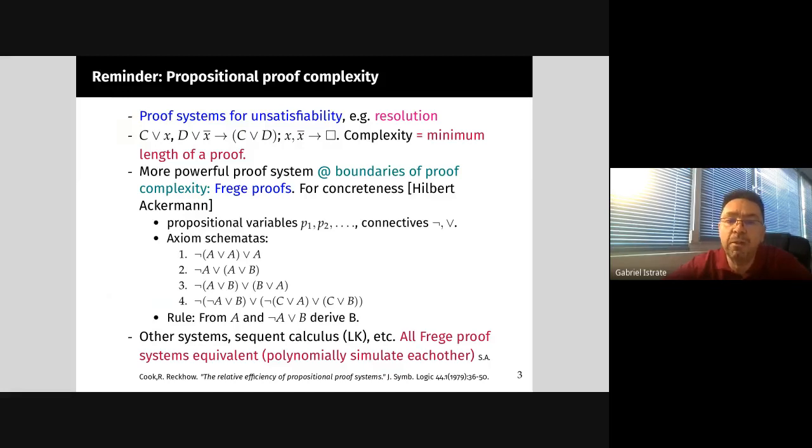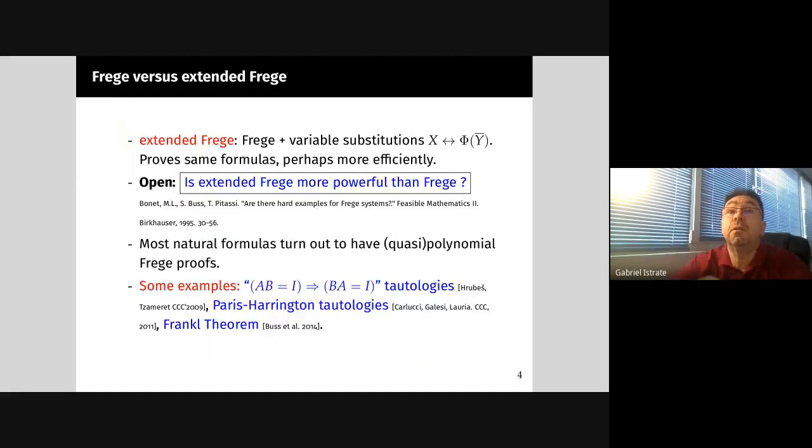And to define it, we can take a look at the so-called Hilbert-Ackermann proof system. It has the usual ones: proposition variables, connectives, a couple of axiom schemata, and one inference rule. And the choice of this is not really important because there is a classical result of Cook and Reckhow that shows that to some extent all Frege proof systems are equivalent in the sense that they all simulate each other with a polynomial overhead.